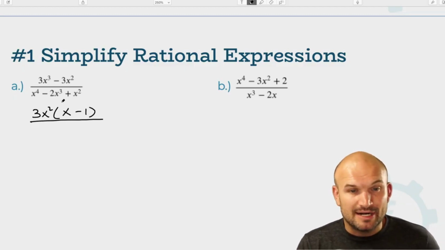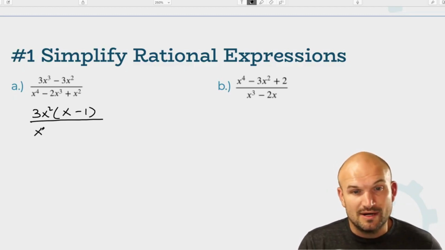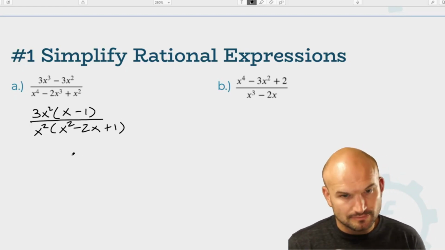So then in the denominator, you can see that they all share an x squared as well. So if I factor out an x squared, that will be leaving me with x squared minus 2x plus 1. Okay?